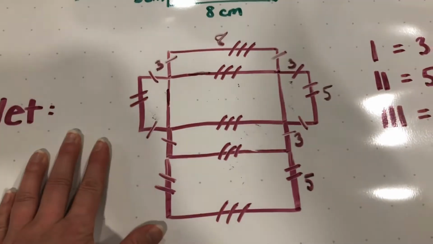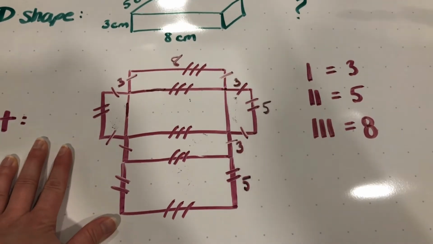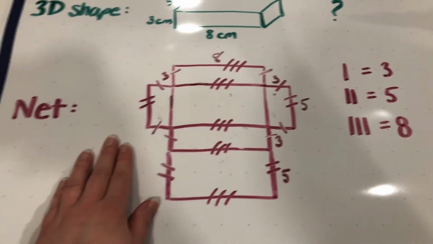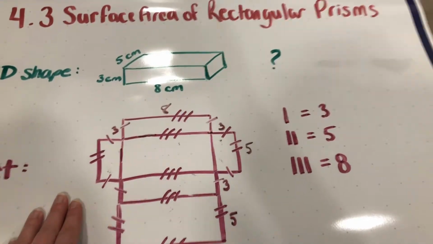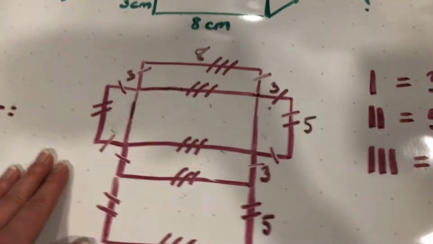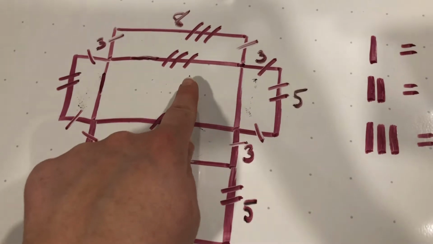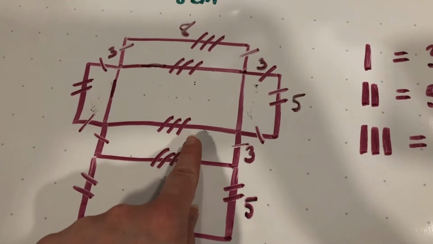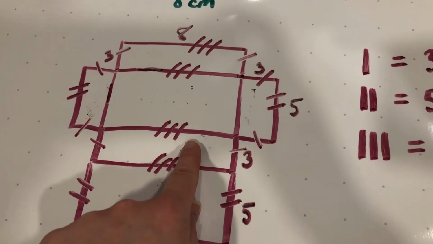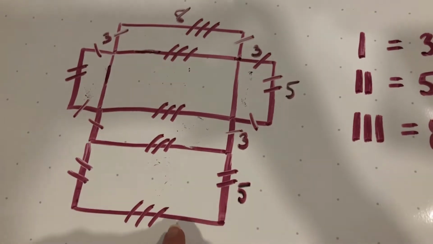I've drawn out a net here for you. The net is like the flattened out version of our rectangular prism. Notice I've drawn these little notches in here. It's not supposed to add more confusion. It's just supposed to clarify the length of all of these sides.